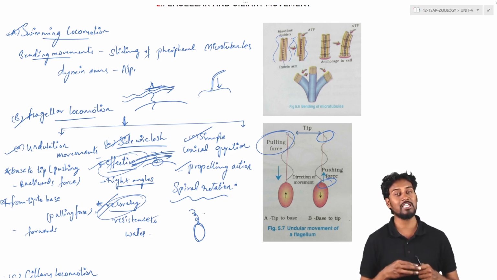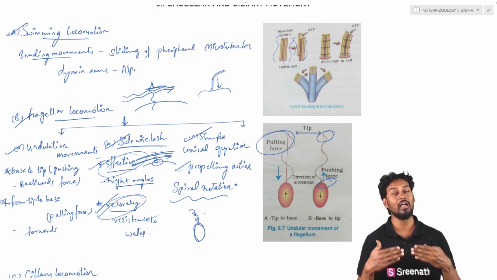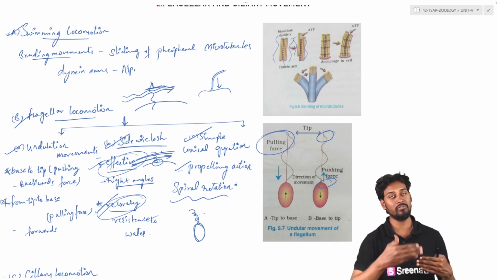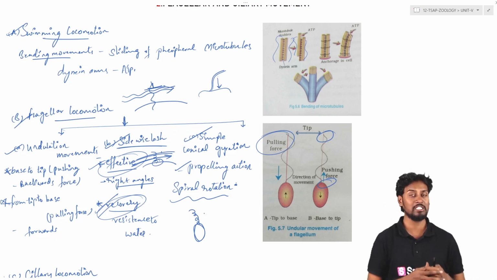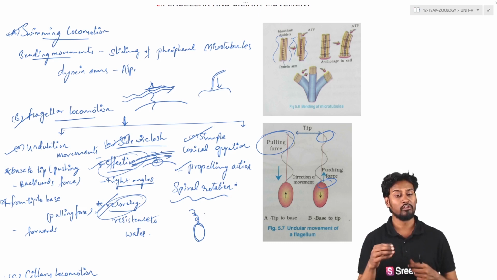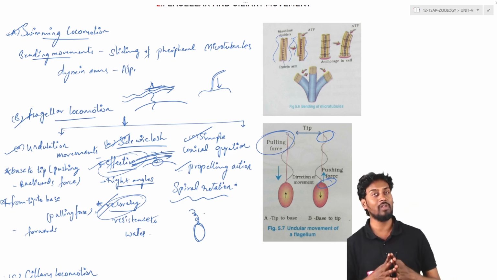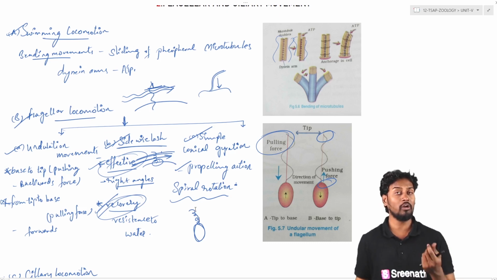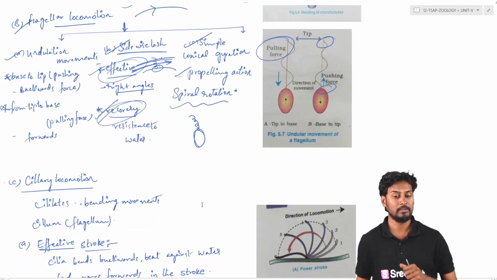So in this propelling action, what happens is we are showing the spiral rotation which is taking place in case of flagella, and it is generally causing the organism to move. So generally in this kind of flagellary locomotion we can see the movement of the organism with the difference in the movement of the flagella.